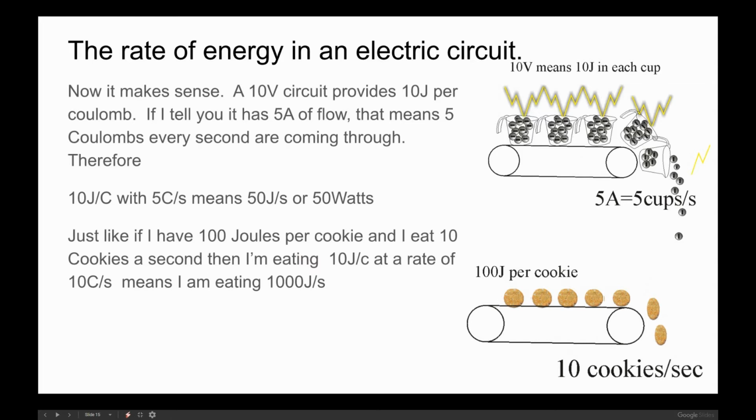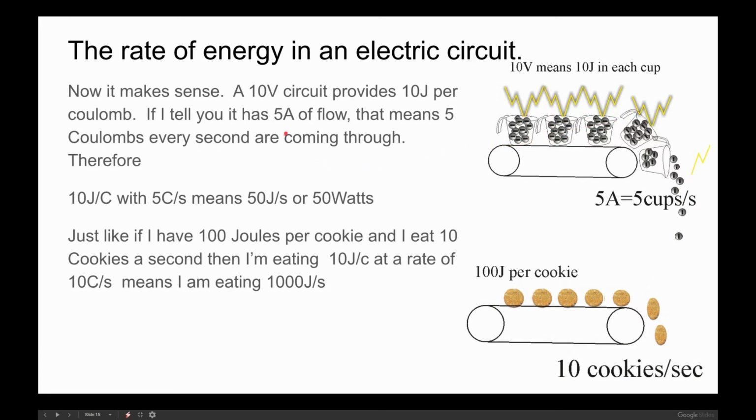A 10-volt circuit provides 10 joules per coulomb. So in a way, 10 volts is like saying 10 calories per cookie. It's giving you an energy level. See, look at the energy. It's zip, zip, zip, zip, zip.